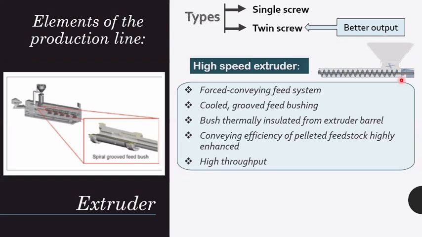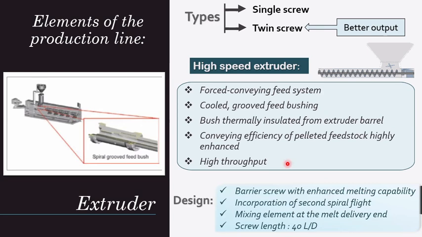High-speed extruders with forced conveying feed systems have been developed and widely used throughout the industry. These extruders have a cooled grooved feed bushing, which is thermally insulated from the extruder barrel. So conveying efficiency of pelleted feedstock is highly enhanced, and high extruder throughput is achieved.